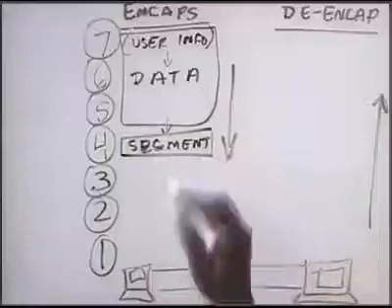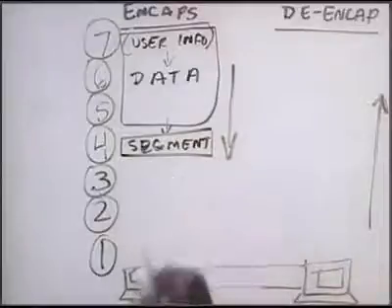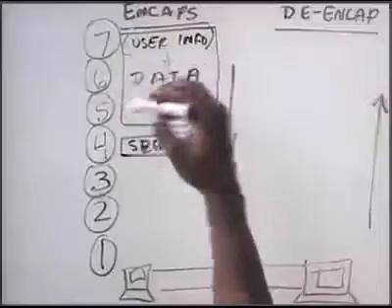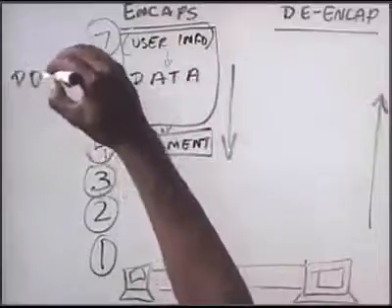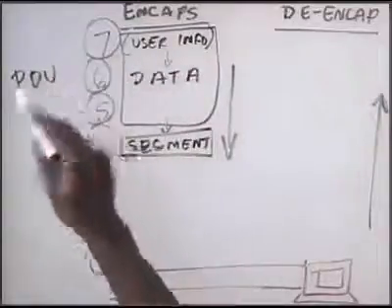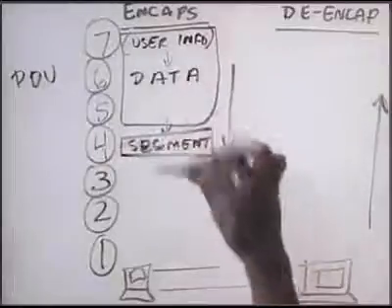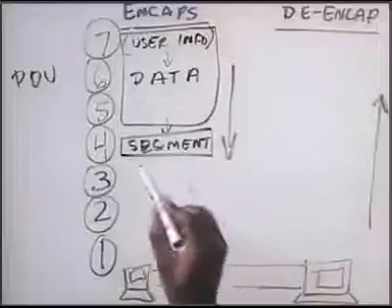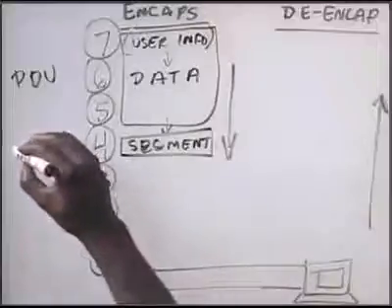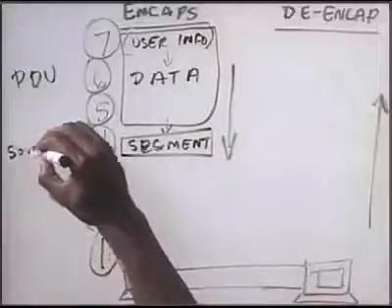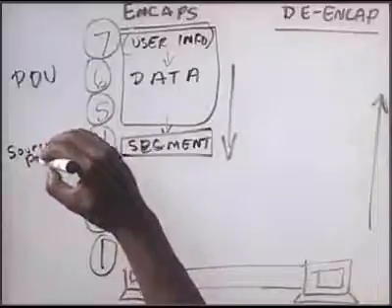It's now referred to as a segment. Another reference that you'll also see, you'll see this data referred to as a PDU, or Protocol Data Unit. This Protocol Data Unit here is data. Now they call it a segment because it has a segment header. That segment header contains the source port and destination port numbers, as we mentioned.